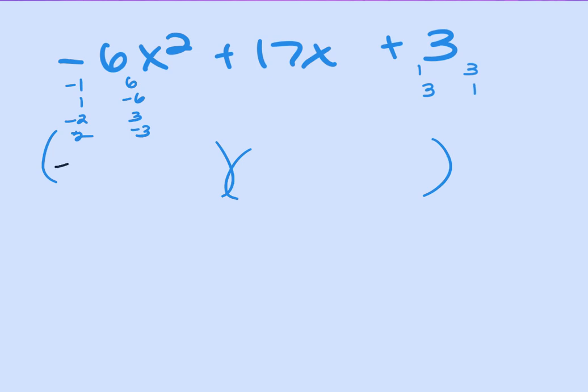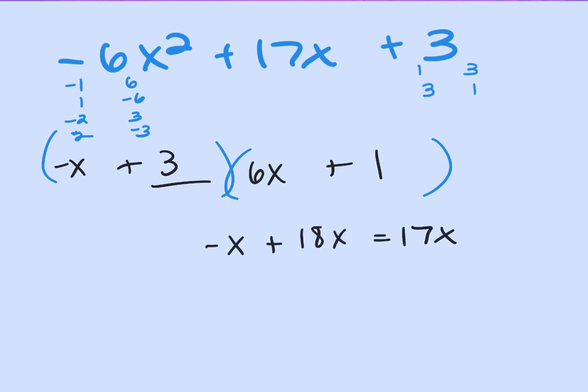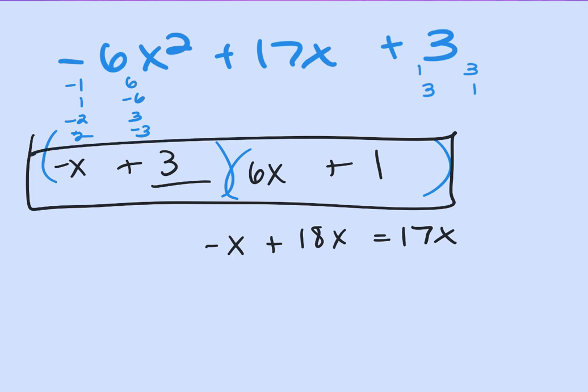So I can do negative x and then 6x, and then positive 1, positive 3, that's negative 3x, positive 6x, which doesn't work. Then I can switch the 3 and the 1, plus 3 plus 1, and I get negative x plus 18x, and that's positive 17x. So there's your trial and error.